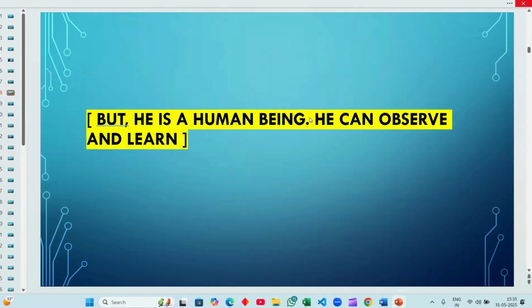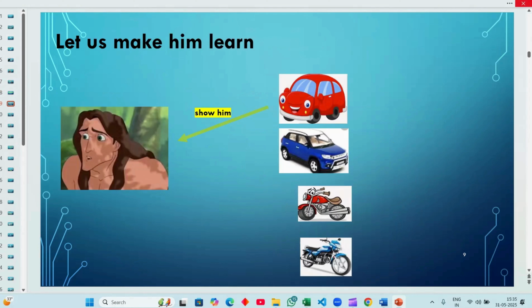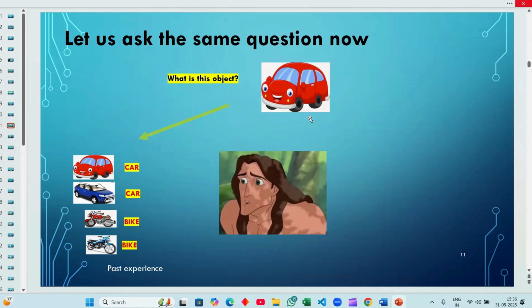From that point we train him, because he is a human and can observe and learn easily. Now let us train him. Let us show him a few pictures to identify the concepts, structures and patterns, and assign the names. This is a car. This is a supercar. This is a motorbike. This is a bike. After that we show the same pictures and ask what is this. He can easily recognize this is a car, this is a supercar, because we trained him from past experience.